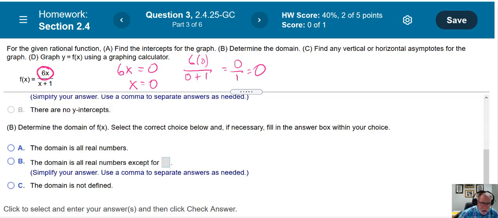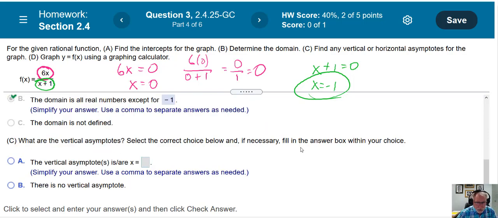The domain of a rational function is going to be all numbers except for the ones that make the denominator 0. So we're going to take the x plus 1, set it equal to 0, and solve for x. So the answer for the domain is all numbers except for -1.